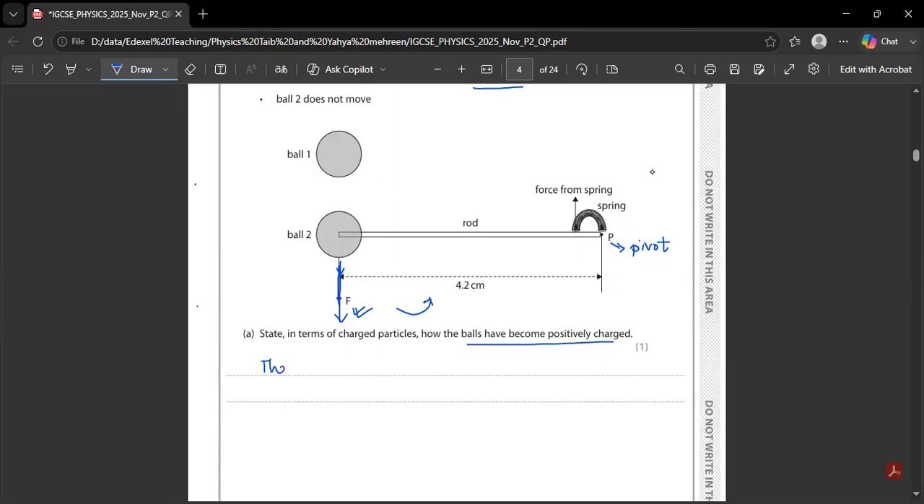The balls must have lost the electrons. Okay, right? Lost the electrons. Okay, so that's all.